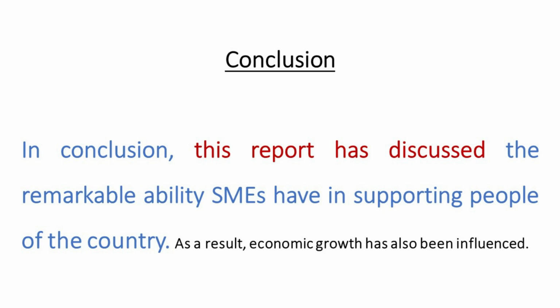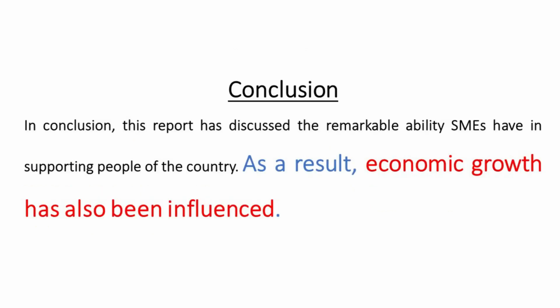This report has discussed is active voice. Now look at the second sentence. As a result, economic growth has also been influenced. What is this sentence construction? Has been influenced. Who influences? We don't know. It's just that economic growth has been influenced. Here you have the passive voice. Now you see I have active voice and passive voice which is very effective and which breaks that monotonous writing style of any report.